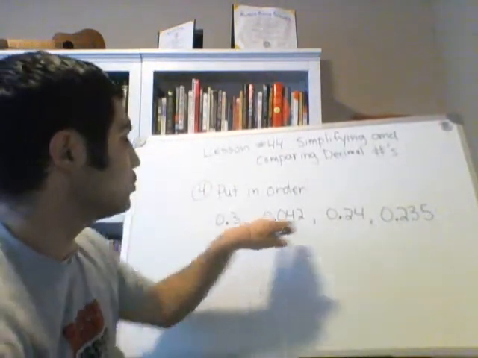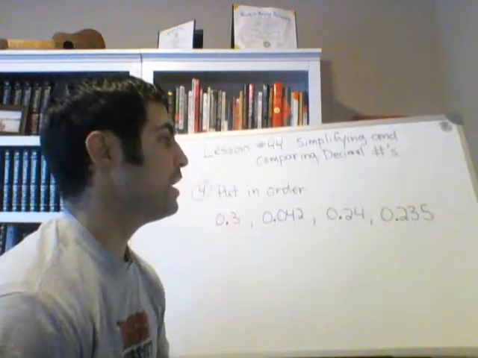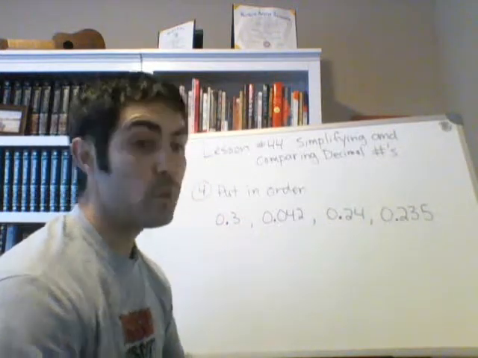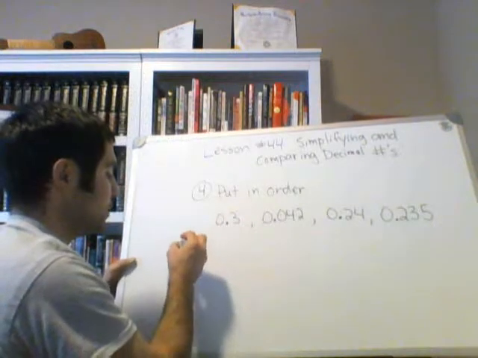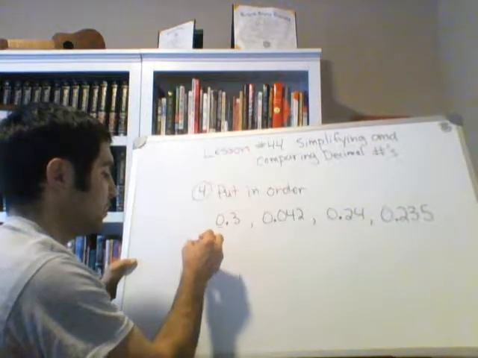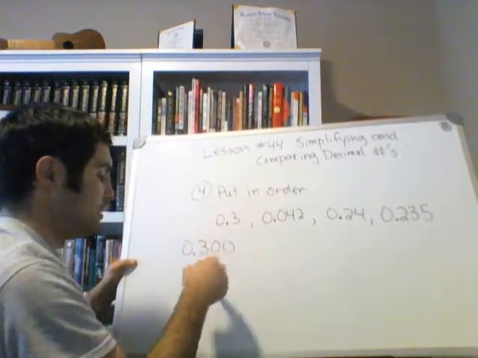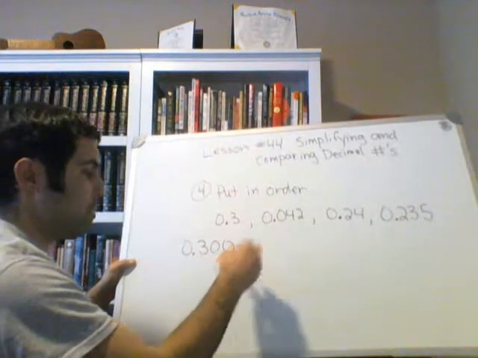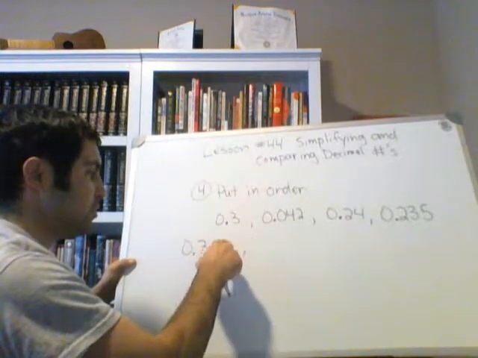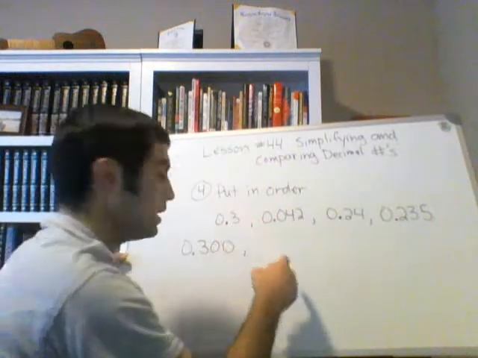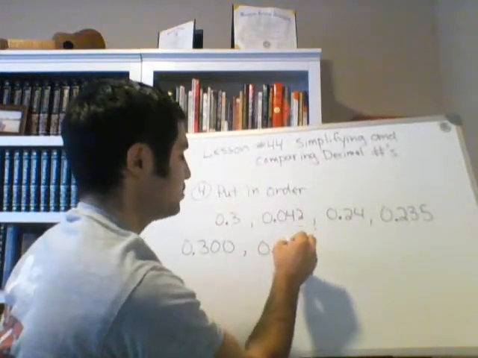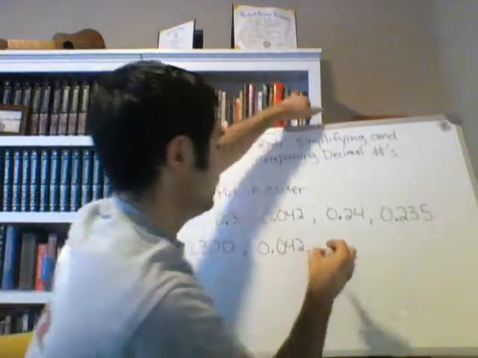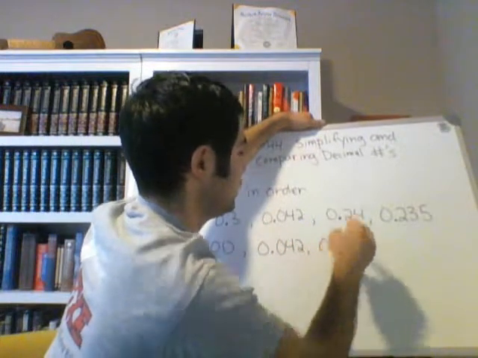So we're going to rewrite each one of these decimals with an equivalent decimal that goes to the thousandths. So for 0.3, I want 0.300. Alright, we've gone to the thousandths. And 0.300 is equivalent to 0.3. We're going to do the same thing. This one we don't need to change because it already goes to the thousandths. This one we're going to have to change because it only goes to the hundredths.